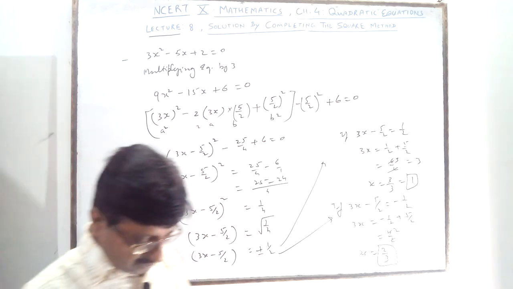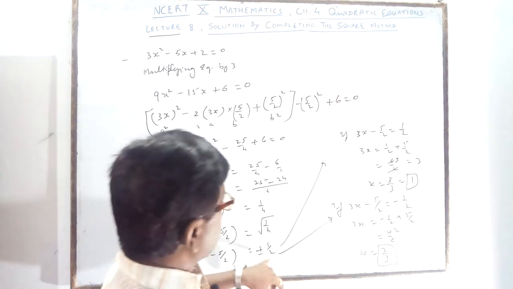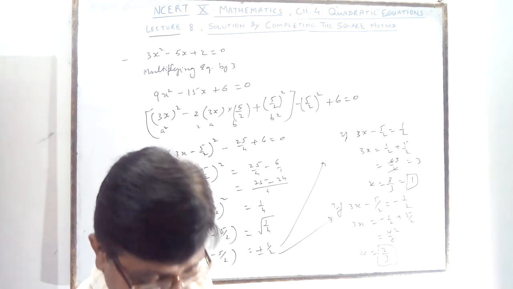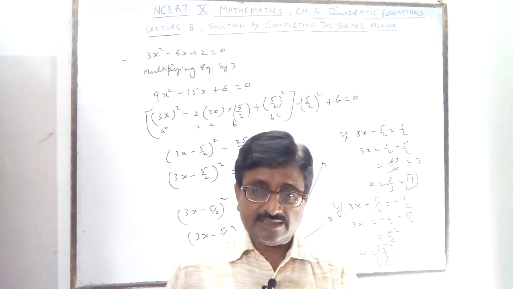So easily you can do. Some more examples you will see which do not give the perfect square at this place. Then what will you do? That I will tell you in the next lecture.